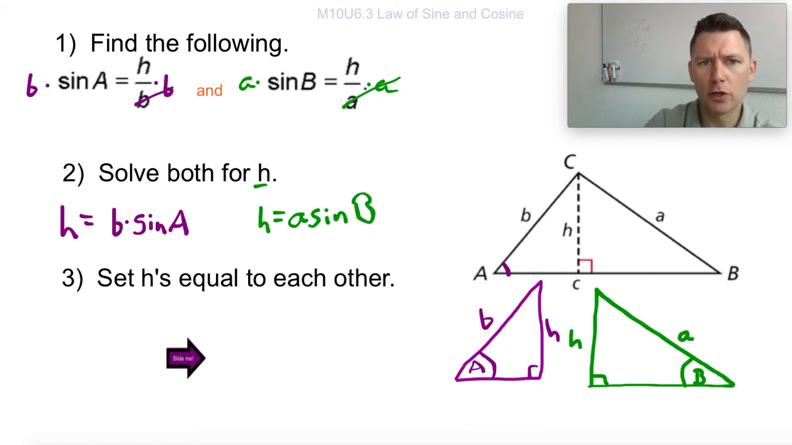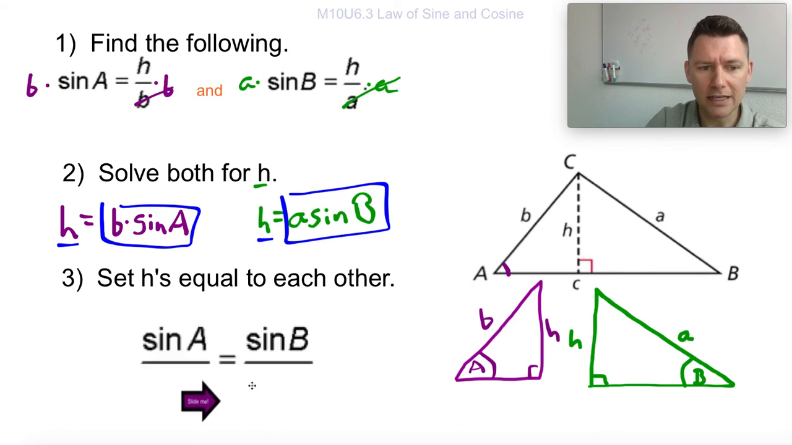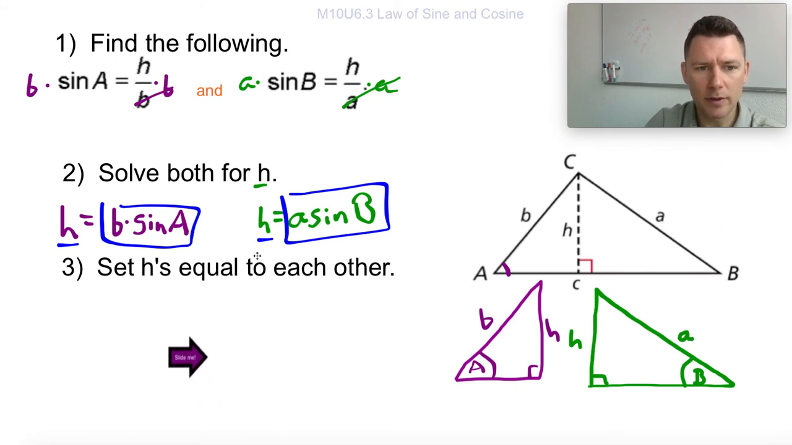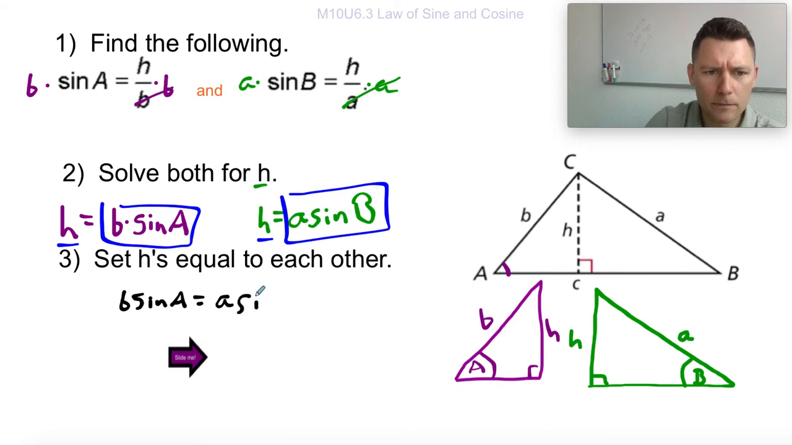If you look at this, hey, H and H, those are the same. So therefore, if H and H are the same, then this and this should be equal, right? So you can set the H's equal to each other. This might be too big of a step for us so far, so let's set them equal to each other so you can see it. So B sine of A should equal A sine of B. And that's the law of sines.